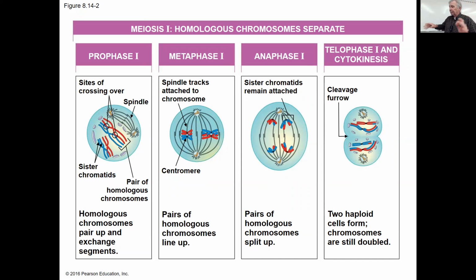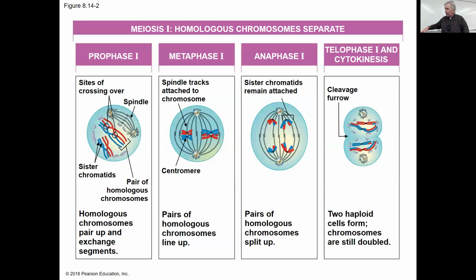In metaphase 1, homologous chromosomes line up in the middle of the cell. It's not the replicated chromosomes that line up, like in mitosis. It's tetrads. It's pairs of homologous chromosomes that line up. In anaphase 1, homologous pairs separate.